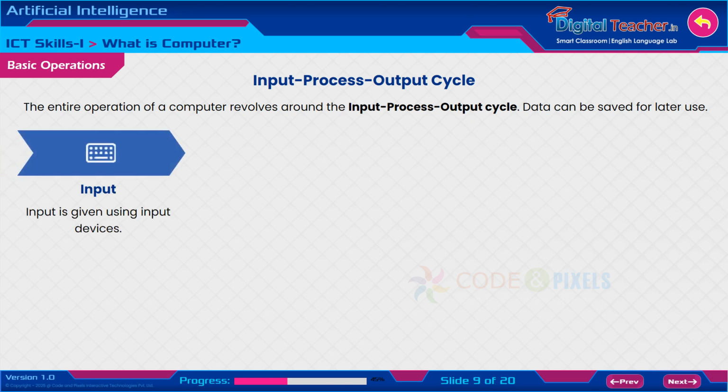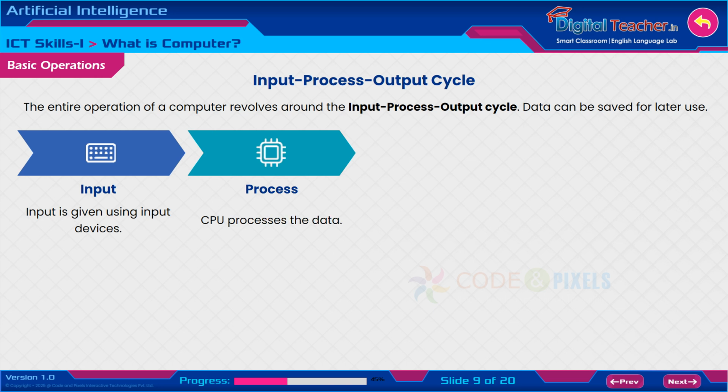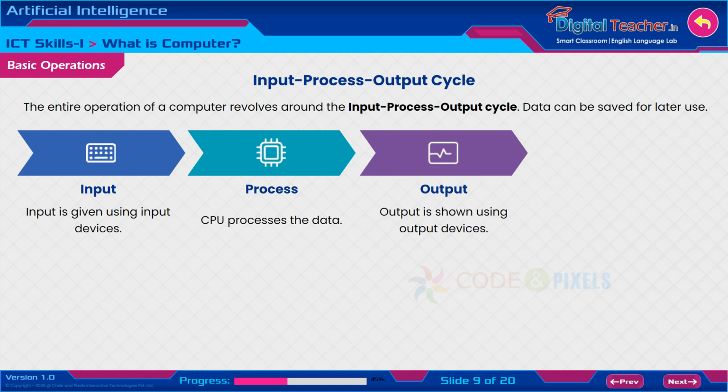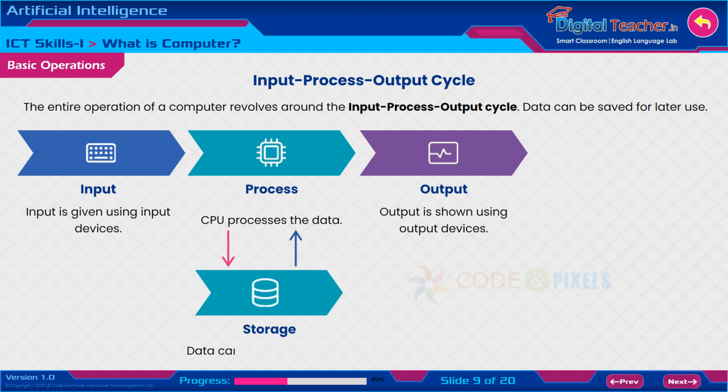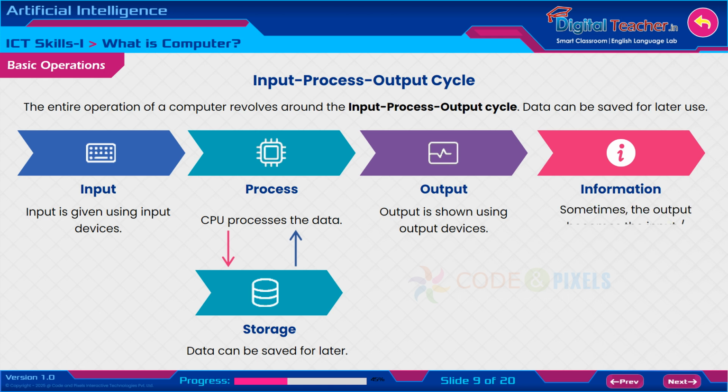Input is given using input devices. Process. CPU processes the data. Output. Output is shown using output devices. Storage. Data can be saved for later. Information. Sometimes, the output becomes the input for more processing.